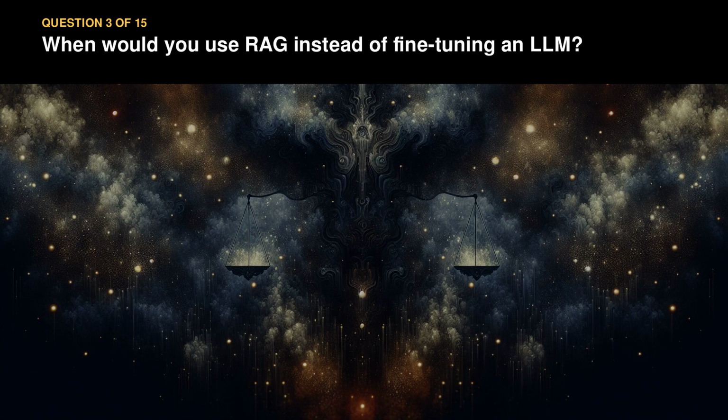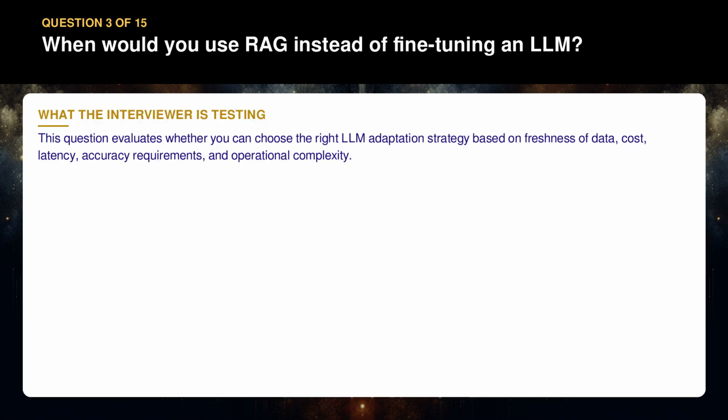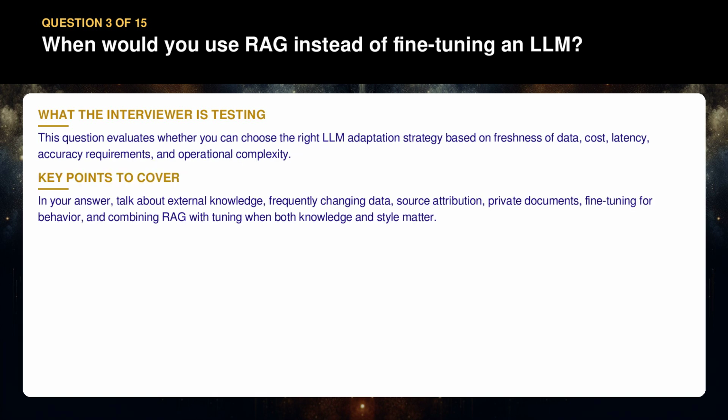Question 3. When would you use RAG instead of fine-tuning an LLM? This question evaluates whether you can choose the right LLM adaptation strategy based on freshness of data, cost, latency, accuracy requirements, and operational complexity. In your answer, talk about external knowledge, frequently changing data, source attribution, private documents, fine-tuning for behavior, and combining RAG with tuning when both knowledge and style matter.